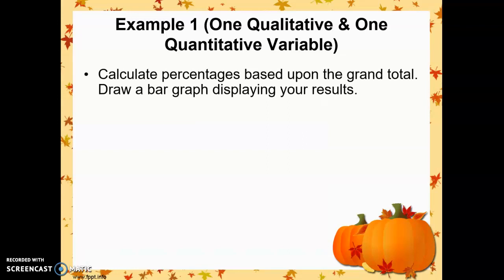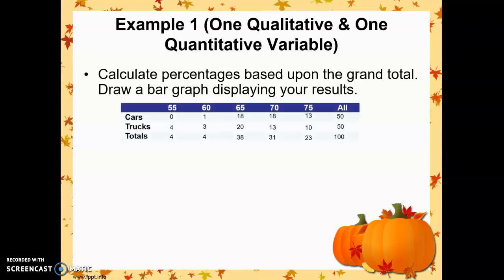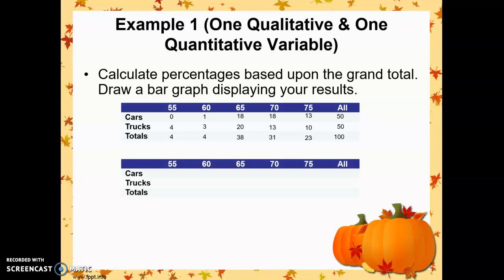So now we want to calculate the percentages based upon the grand total, and we're going to make a bar graph that displays our results. So here's our cross tabulation. So the grand total was 100. So for 55 miles per hour, there were 0 cars that had that maximum speed limit. 0 out of 100 is 0%. There were 4 trucks that had that maximum speed limit, so 4 out of 100 is 4%.